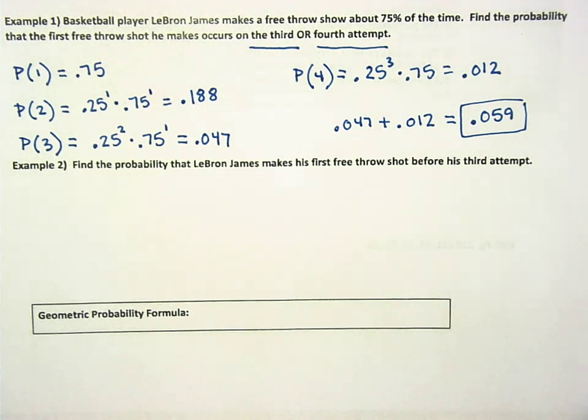For his third attempt, we just add up 1, 2, 3. Or, which is 1 minus 0.012, the answer we got for the fourth. 0.985, right? Or 98.5%.